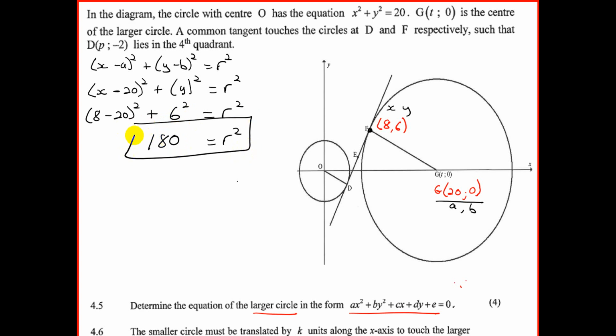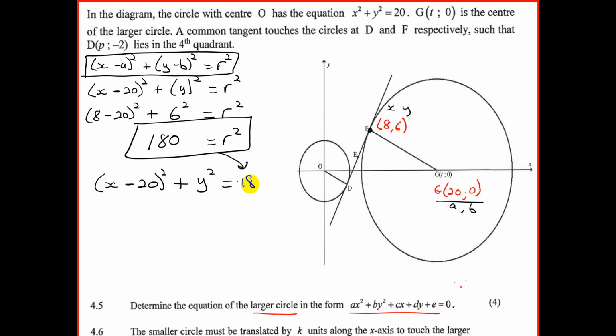Okay, we can find the radius by finding the square root, but remember the equation of a circle is x minus a, which is 20. I'm going back to line 1, if you did my line 1, plus y minus b, which we said y minus 0 all squared, will be equal to r squared, and r squared is actually 180.